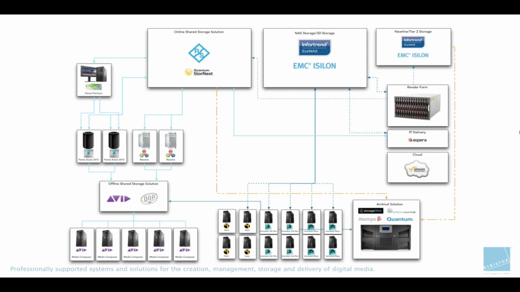We still have the tier 2 storage on the right hand side. We've added IP delivery via Aspera, and we're pushing that material off to the cloud for our DR as well. But we're also taking an archive of that material, either using Quantum, Atempo, Storage DNA, or Archiware. So there's a lot of options on that side. And in this sort of size of facility, it's something that you definitely need to plan for.